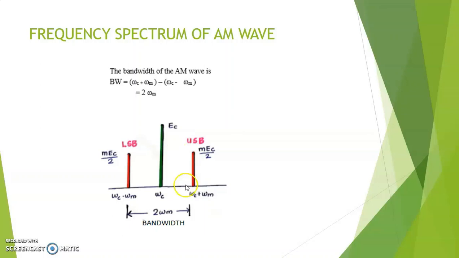Now if we calculate the bandwidth, that is the frequency range starting from here to here, it is given by omega c plus omega m minus omega c minus omega m. So that is this term minus this term. So if we subtract these two terms, what we are left with is 2 times omega m. So this is the bandwidth of AM wave.